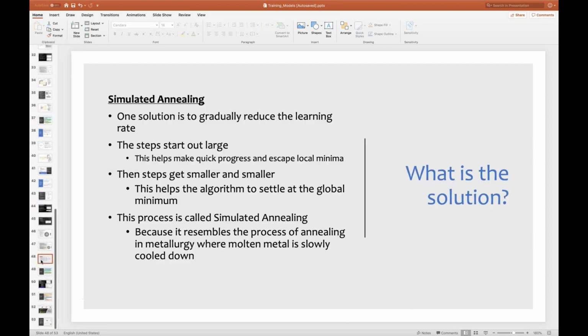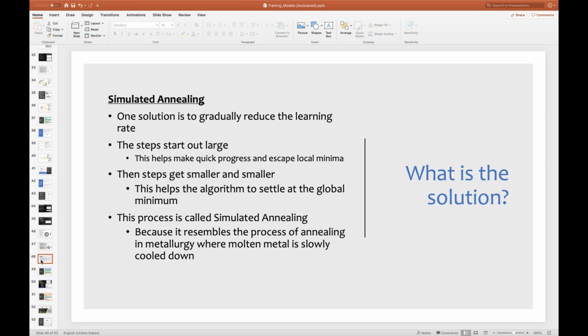To solve this issue, you need to know about simulated annealing. Now, one solution for this is to reduce the learning rate. Again, remember, if you reduce the learning rate abruptly, you are training the model in a wrong way. So don't do that. You should know when to reduce the learning rate, when to increase the learning rate, and what is the standard learning rate.